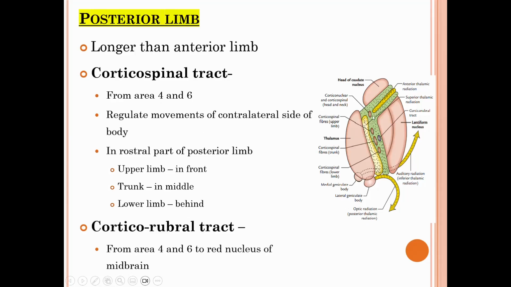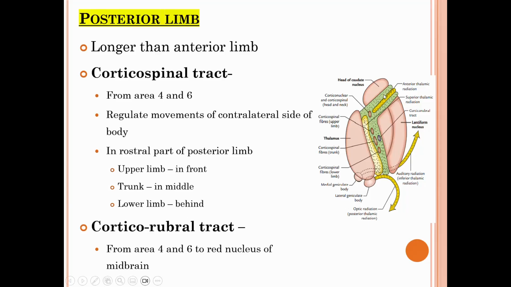So why should you know about the internal capsule? This internal capsule is supplied by different branches from the circle of Willis, or the vertebral and carotid system. So if there is a small compromise of the blood supply, suppose to the genu, whatever fibers are present there will be affected. In the same way, if the blood supply of the anterior limb is compromised, whatever fibers are there, that function will be affected.